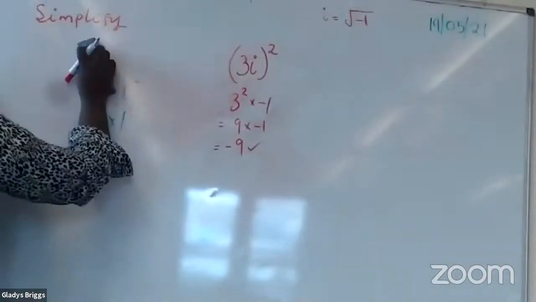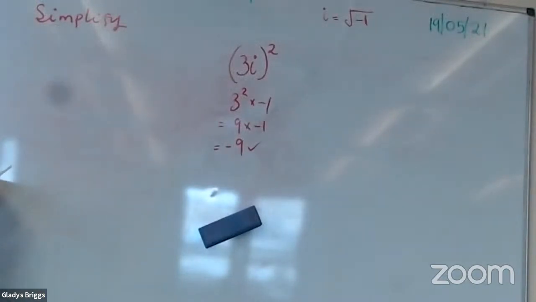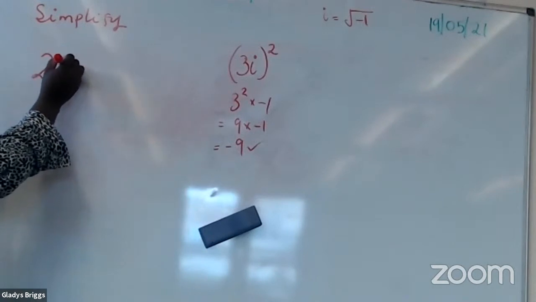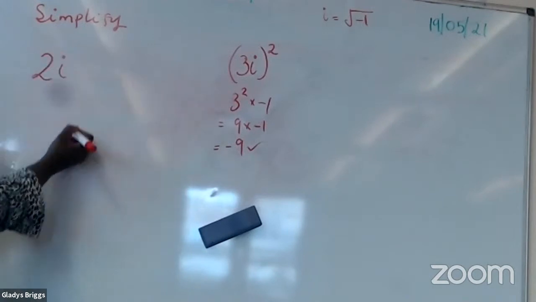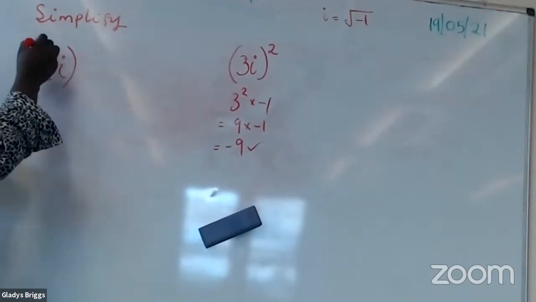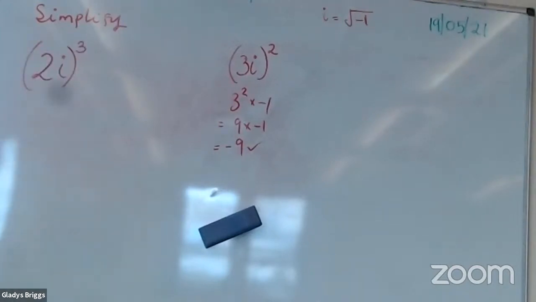Okay, so how about let's try it a little bit harder. 2I to the power of 3. What's this now?